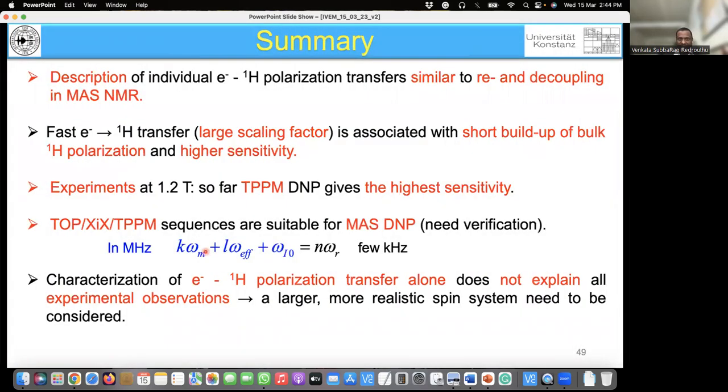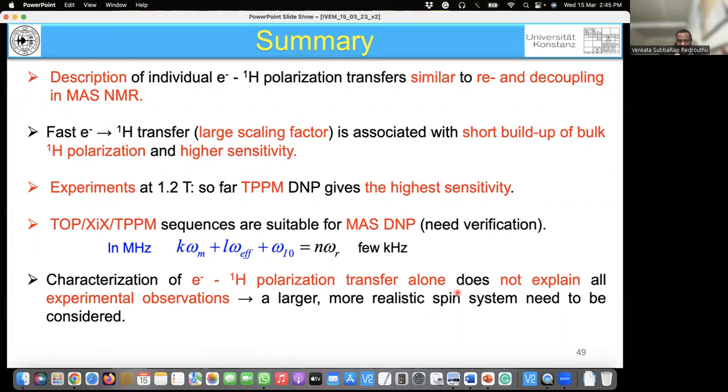And coming to the summary, the description we used here for the polarization transfer is quite similar to what we see in recoupling and decoupling experiments in NMR. Faster electron proton transfer is associated with shorter buildup of bulk nuclear polarization and also higher sensitivity. And experiments at 1.2 Tesla show that TPPM DNP gives the highest sensitivity. And TPPM, XiX and TOP DNP are suitable to do MAS DNP.